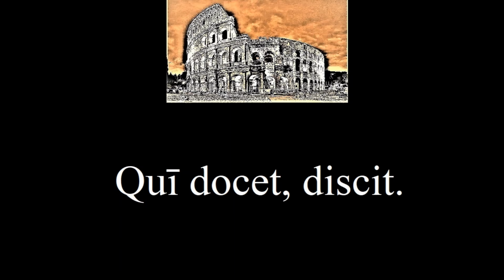Look at the first word. The WH sound in English is a qu sound in Latin. So if you see a short word starting with QU, it most likely means who, what, where, when, or why. Since we already know what docet and discit mean, can you guess the meaning of this sentence? It's actually not a question. It means literally, who teaches, learns. Or more elegantly phrased, he who teaches, learns.